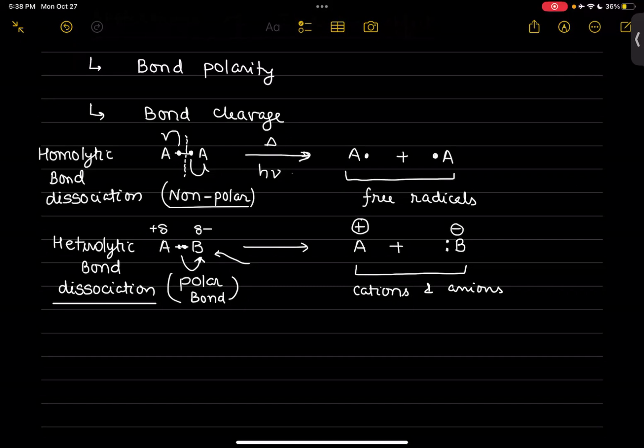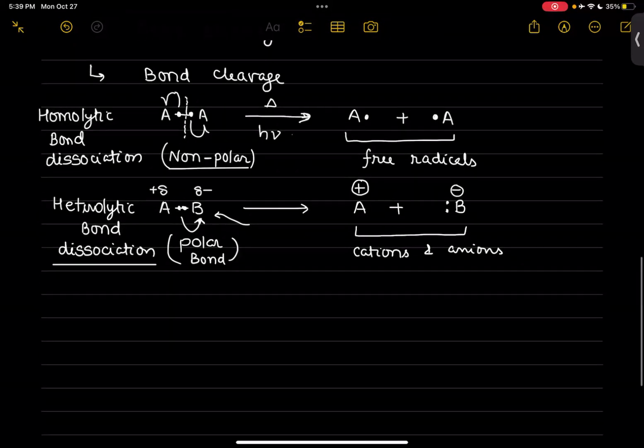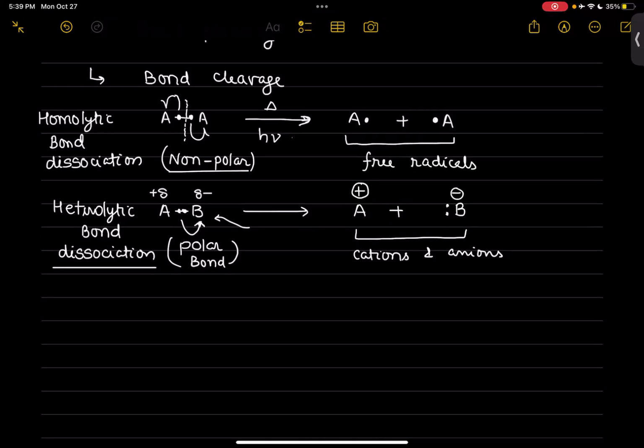Similarly, if it is a non-polar bond, then when you give heat or light, the bond will break. And how will it break? It will break equally. Equally means the electrons which are part of the bond will separate equally. One electron is taken by each atom. Is it clear? So this is homolysis and heterolysis, right?